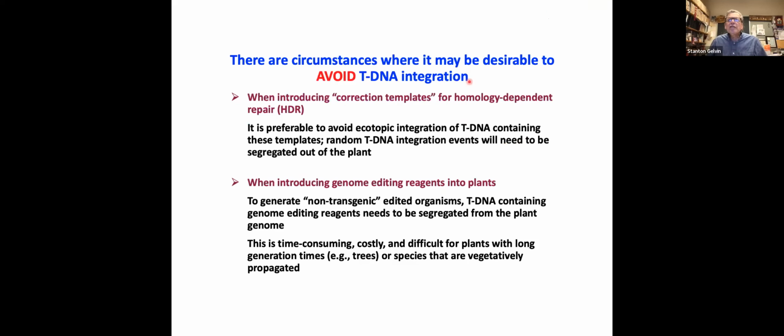So there are circumstances where it may be desirable to avoid integration. For example, if you're introducing correction templates for homology-dependent repair, you want to switch one region of the DNA for another. You don't want the DNA that you're putting into the plant to go in randomly. You want it to switch only by homologous recombination. Also, if you're introducing genome editing reagents into plants to make an edited plant, you want the Cas protein and the guide RNAs to express and make whatever mutation you're trying to make, but you don't want the tDNA that has the genome engineering genes to integrate.